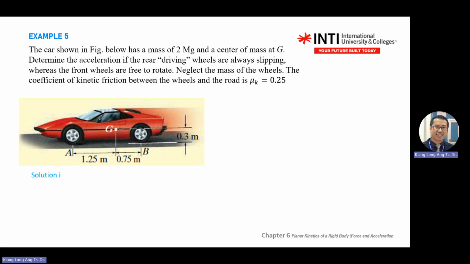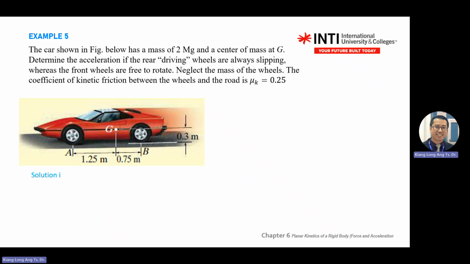The car is given as 2 megagram. Remember to change into kilogram. Center of mass G is given. Determine the acceleration if the rear driving wheels are always slipping, where front wheels are free to rotate. Ignore the mass of the wheel. The coefficient of kinetic friction between the wheels and the road is given, mu k, 0.25.